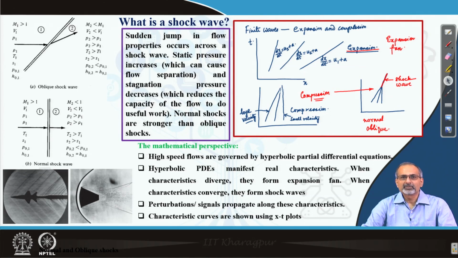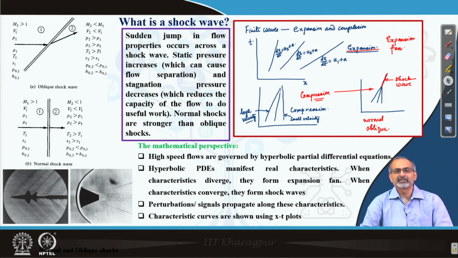The perturbations or signals propagate along these characteristics, and these characteristics are shown in xt plots. The top right plot gives you some idea of how characteristic curves look in the xt plane. They are usually given by a form dx/dt equal to some function of u and a, as you can see in some of those plots. This would be interesting for you to review and explore. We will elaborate on these things as we move along the course.